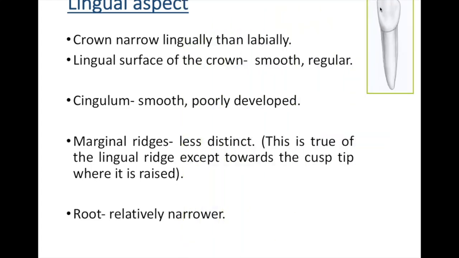So in this picture also you can see the lingual fossas. You can see marginal ridges, they are less distinct. And then cingulum is present over here. And lingually, your crown is narrow. Also, your root is relatively narrow from the lingual aspect.